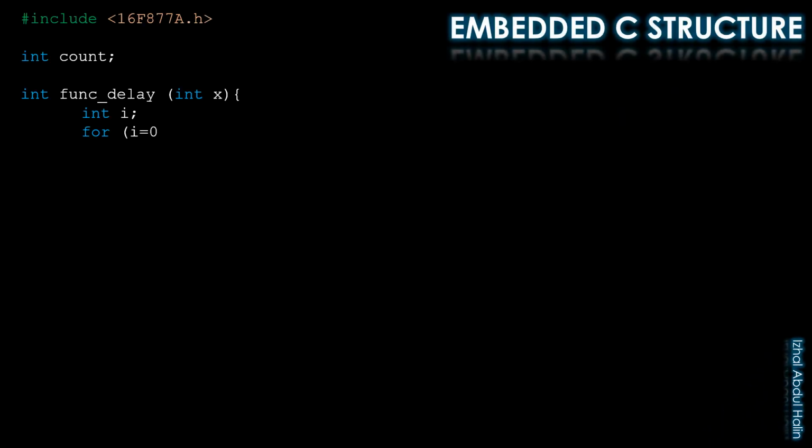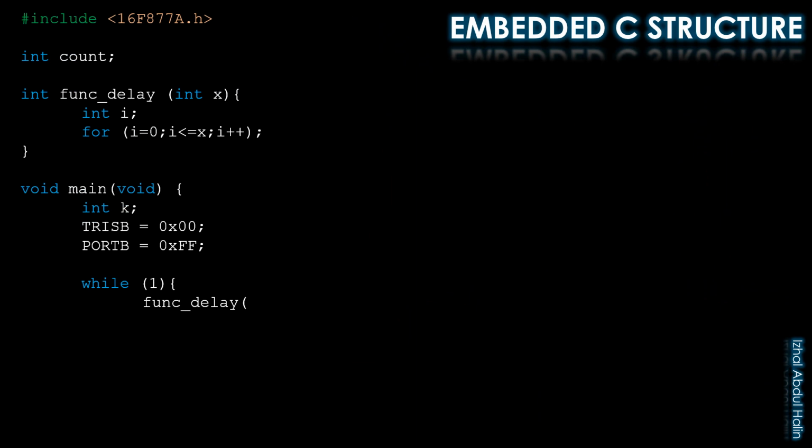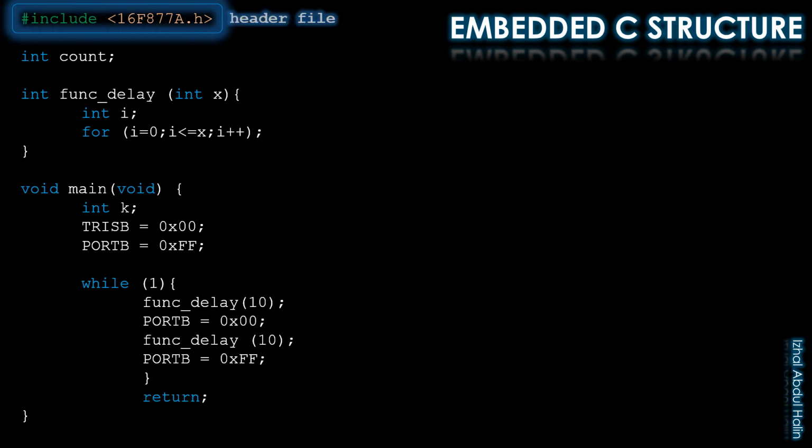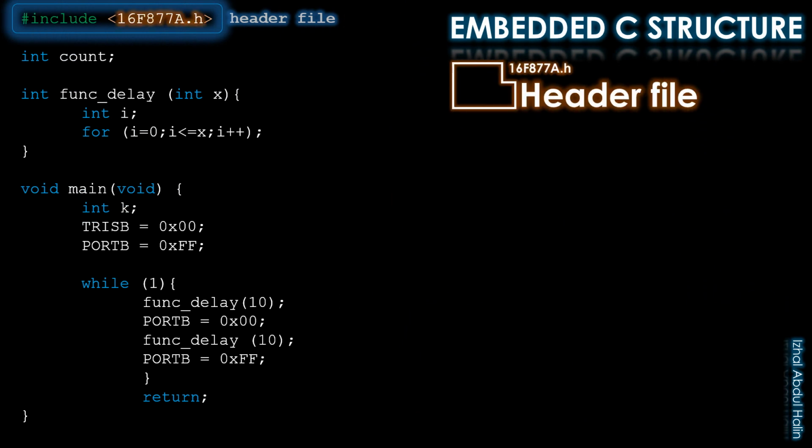Let's have a look at the structure of an embedded C program using this example. The first line is where the header file is inserted using the include preprocessor directive. Notice that the file name is not stdio.h like in C. For this program, its name is 16F877A.h because this program is written for the PIC16F877A chip.